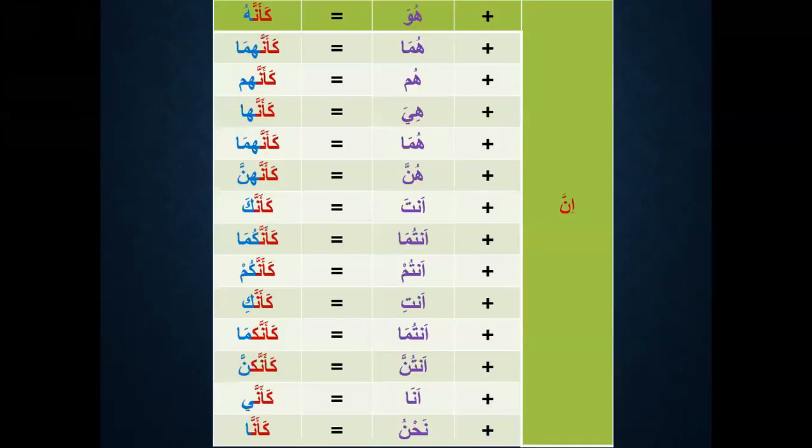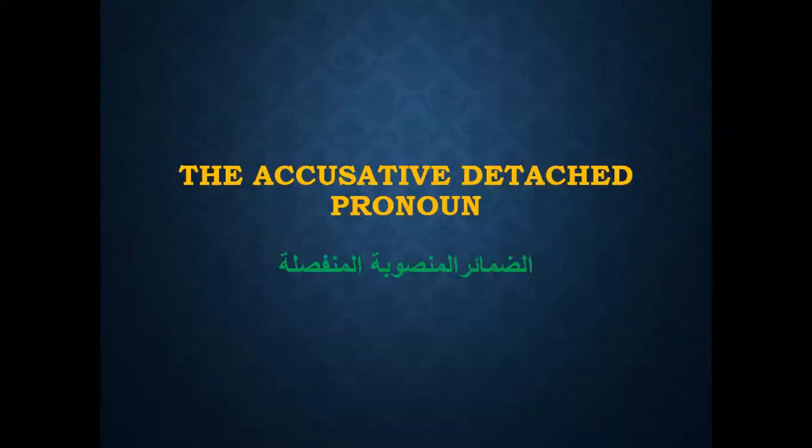Okay. And then if you add inna before your huwa, huma, hum, hiya, huma, hunna, anta, antum, anti, antunna, ana, nahnu, how would it change? So it would become innahu, innahuma, innahum, innaha, innahuma, innahunna, innaka, innakuma, innakum, innaki, innakuma, innakunna, innani, innana, or inni, inna, both ways are fine.